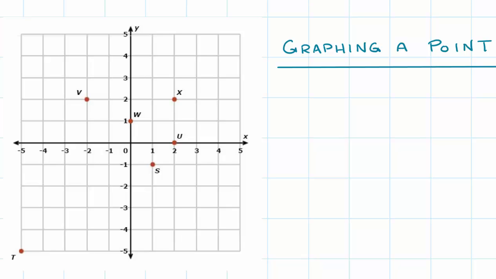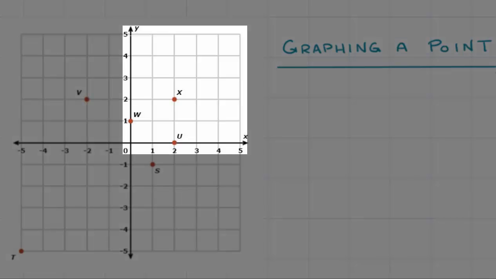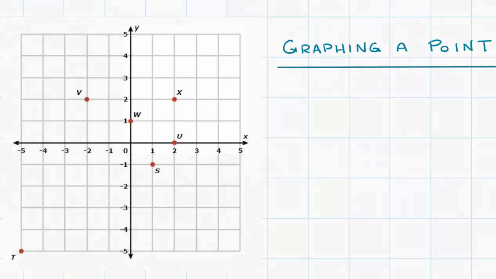Let's start by making sure that we know what the 4 quadrants are on our coordinate plane. The upper right-hand quadrant is quadrant 1. And what you'll notice is that all the x values and all the y values are positive if you had a point in this quadrant. We go and we label them counterclockwise.